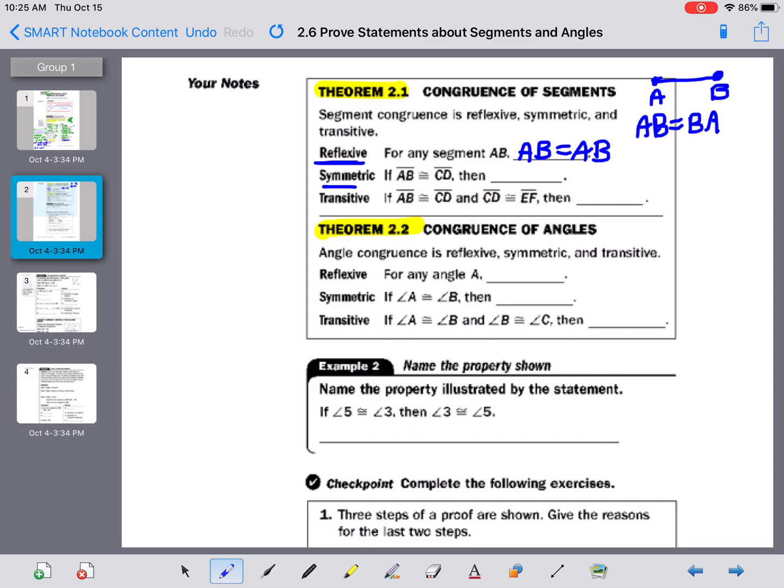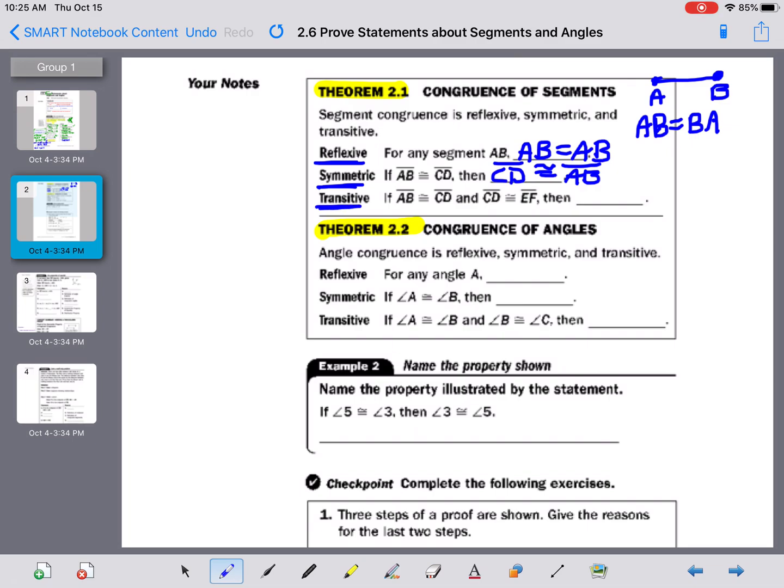Symmetric property, we saw that last week too. If the segment AB is congruent to segment CD, then my segment CD is congruent to segment AB. Remember, that's the flip across the equal or congruent sign, right? Two things though, and they just flip-flop places.